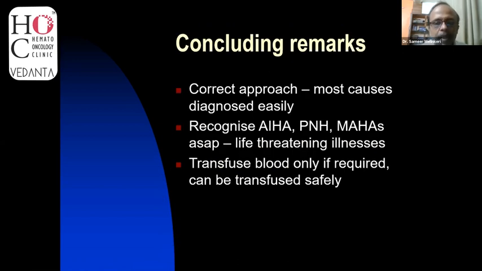So to conclude, with a good, correct approach, most of the causes can be easily diagnosed. You must recognize autoimmune hemolytic anemia, PNH, and the MAHAs as early as possible because these are life-threatening illnesses. Okay, you must transfuse blood only if required, and blood can be transfused safely in most of these cases.